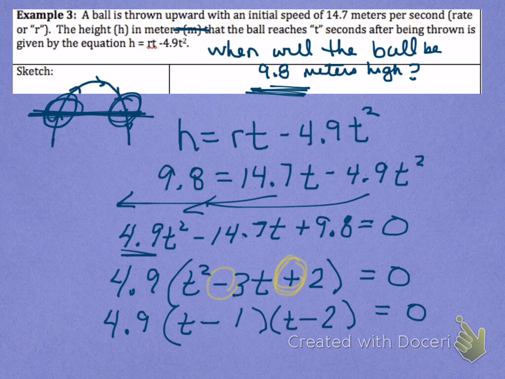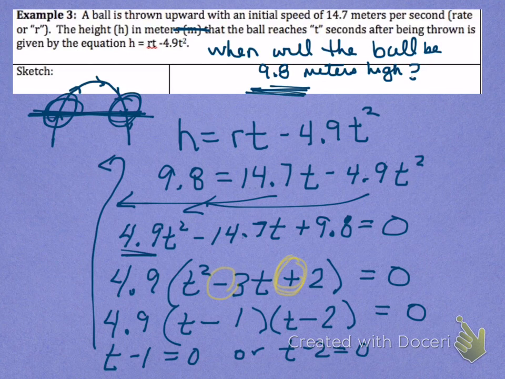So our possibilities then are that t minus 1 is equal to 0, or t minus 2 is equal to 0. And I'm running out of room here. So that gives us that t is equal to 1, or t is equal to 2. And there's those two possibilities there. So that means that the ball will be at 9.8 meters high at 1 second or at 2 seconds.